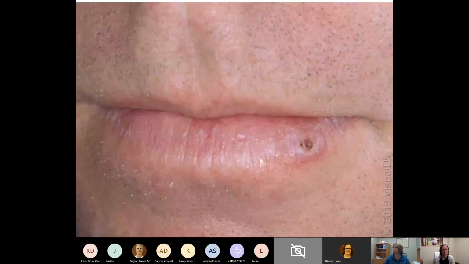Here's a really cosmetically and functionally important body site, the lower lip. We often forget that the lower lip gets a lot of sun damage because it sticks out more than the upper lip, and people are not good about putting on sunscreen on their lips.